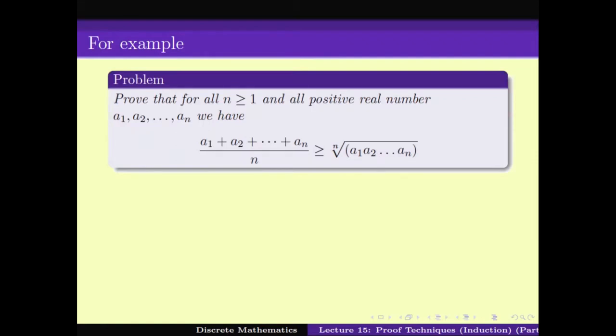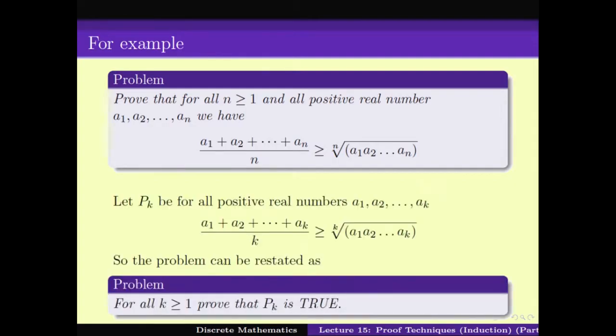The third example is the AM-GM inequality, namely the arithmetic mean of any n positive real numbers is more than or equal to the nth root of the product of these n real numbers. And again, here we induct on n, and thus we define Pk as: take any k positive real numbers, then prove that statement for those k real numbers. Then the actual problem says that for all k greater than or equal to 1, prove that Pk is true.